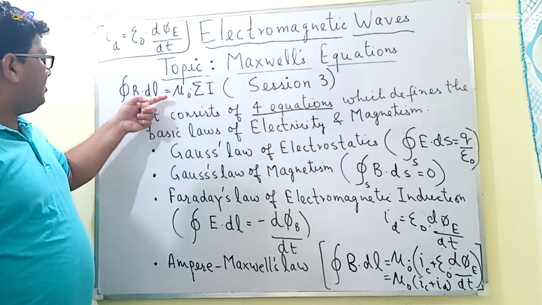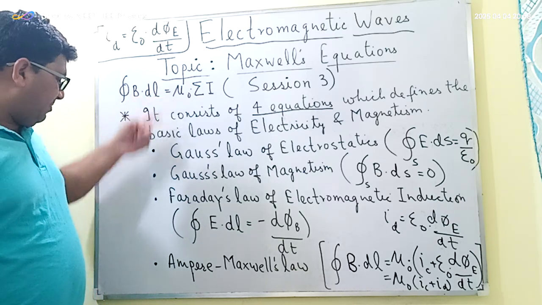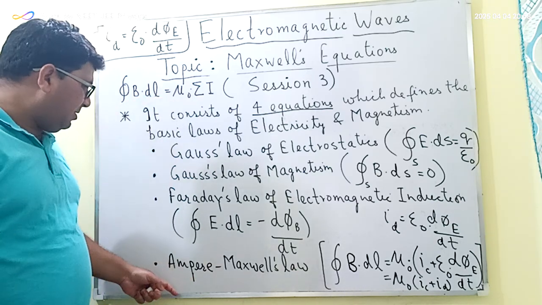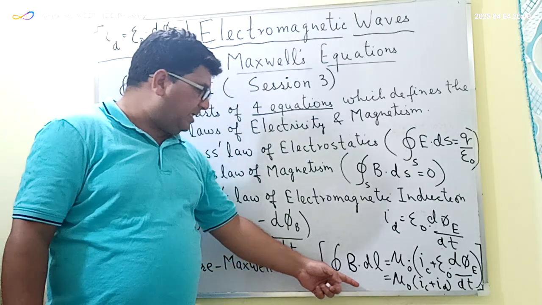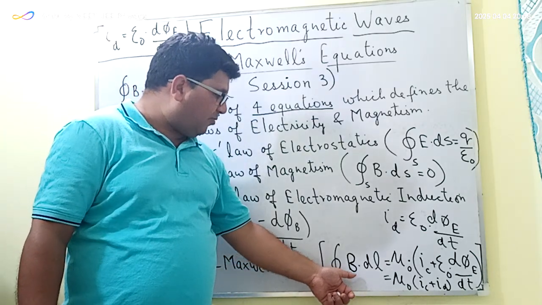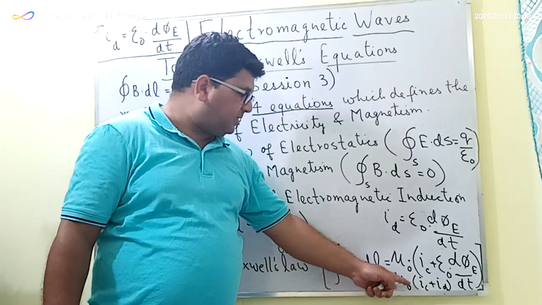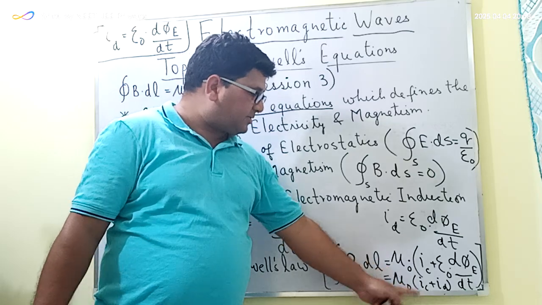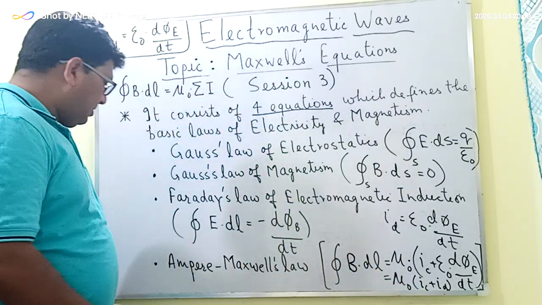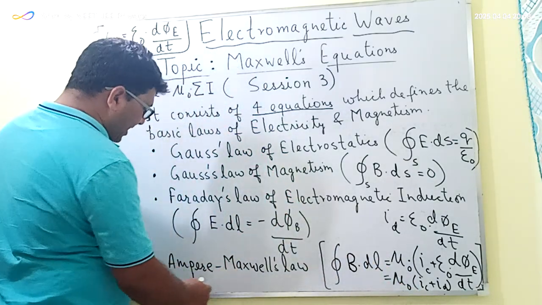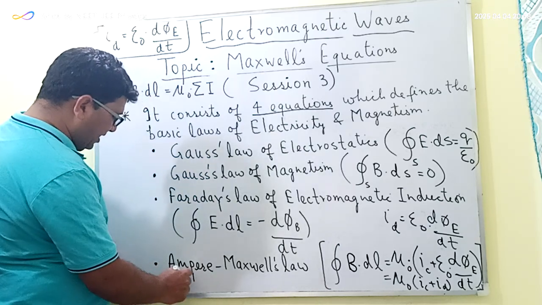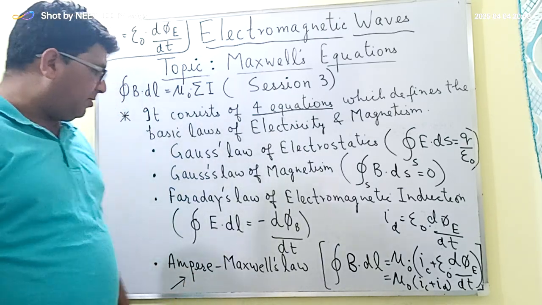So this equation, which was given by Ampere, was modified by Maxwell, and it was finally given as the line integral of magnetic field is equal to mu naught times, in bracket, the sum of the conduction current and the displacement current. So because it was modified by Maxwell, this equation is called the Ampere-Maxwell law.